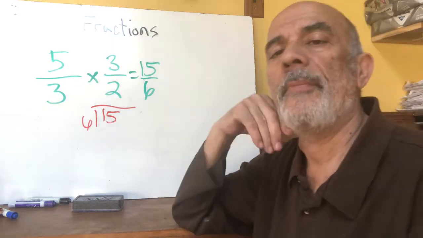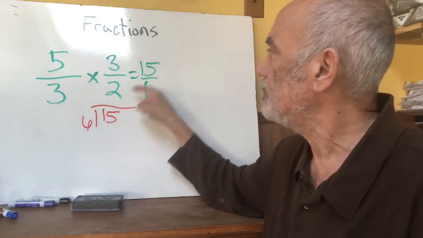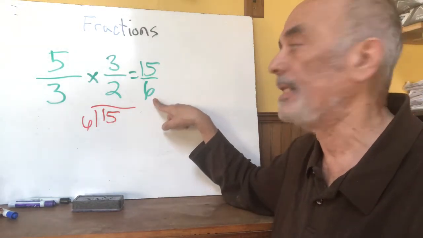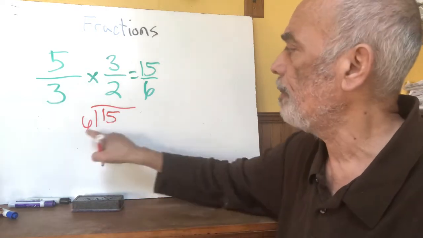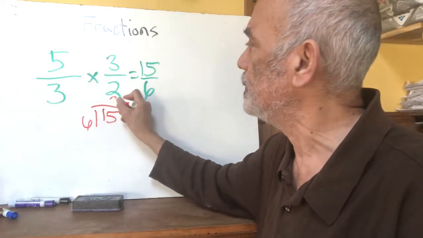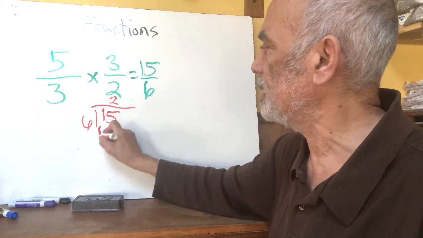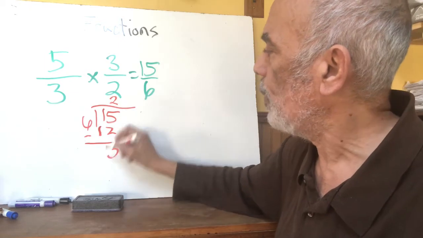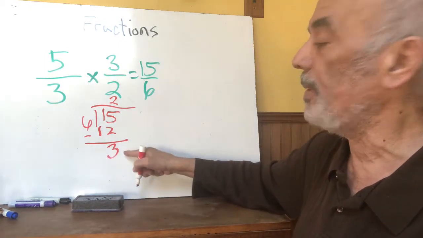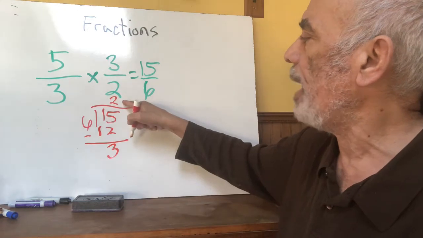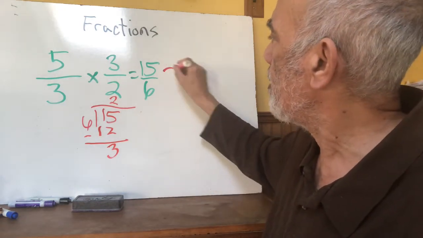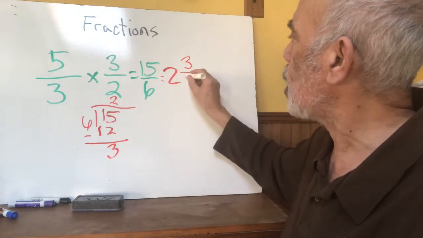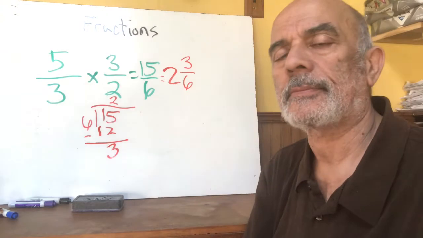Now the important thing to remember here is your answer will be the whole number. Any remainder we will put over the denominator. So 6 into 15 is 2. And 2 times 6 is 12. We subtract. 5 take away 2 is 3. 1 take away 1 is 0. So this is going to be our remainder. What's left over? So we have 2, which is our whole number, and 3, which goes over the denominator.